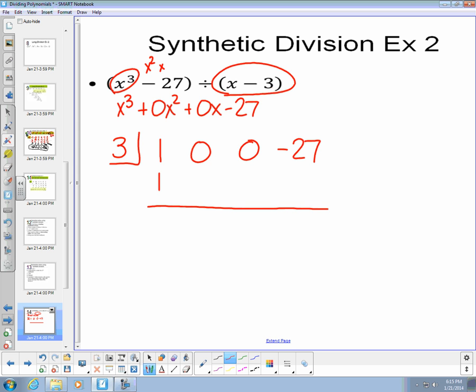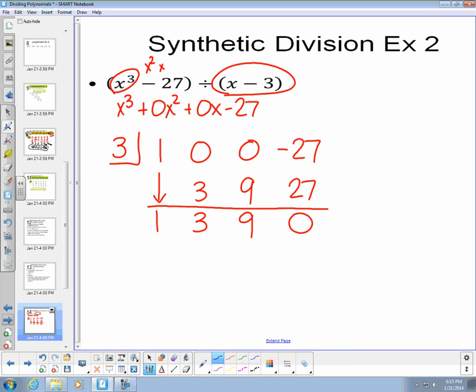So I'm going to start by bringing down the first coefficient, which was the 1. 3 times 1 is 3. Add, and we get 3. Multiply, 3 times 3 is 9. Add, 0 plus 9 is 9. Multiply, 3 times 9 is 27. And then we add: negative 27 plus 27 is 0.